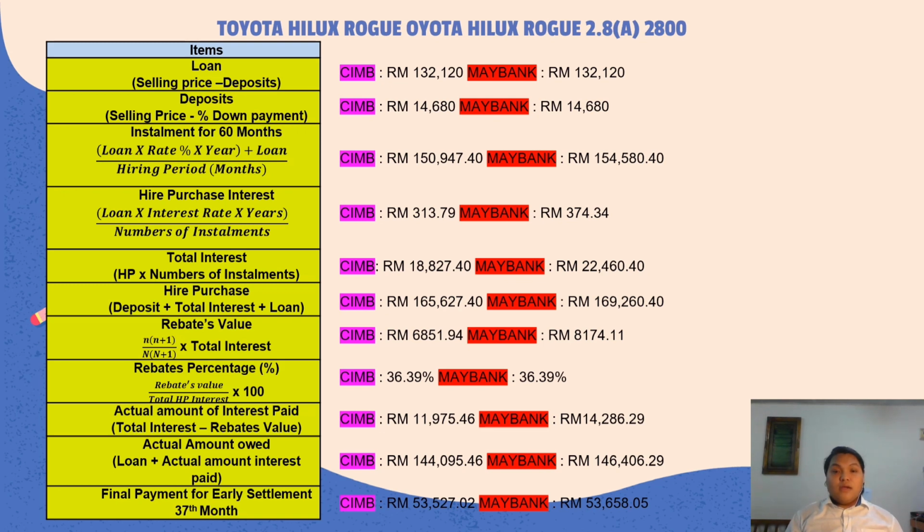In CIMB Bank, we are getting 165,627 ringgit 40 cent. In Maybank, we're getting 169,260 ringgit 40 cent. For rebates value, n times n plus 1 divided by n times n plus 1 times total interest. In CIMB Bank, we are getting 6,851 ringgit 94 cent. In Maybank, we are getting 8,174 ringgit 11 cent. In rebates percentage, rebates value divided by total hire purchase interest times 100.